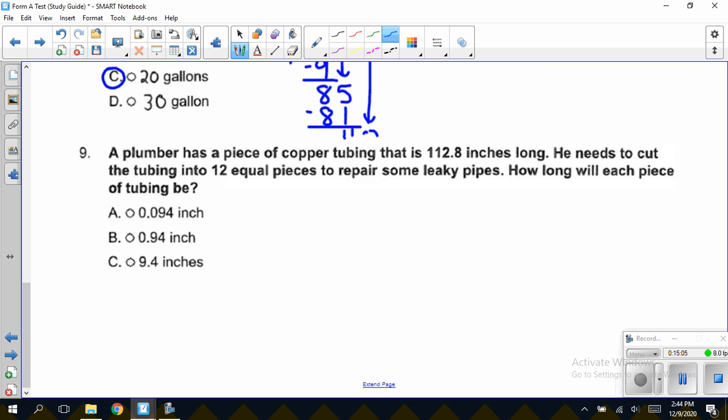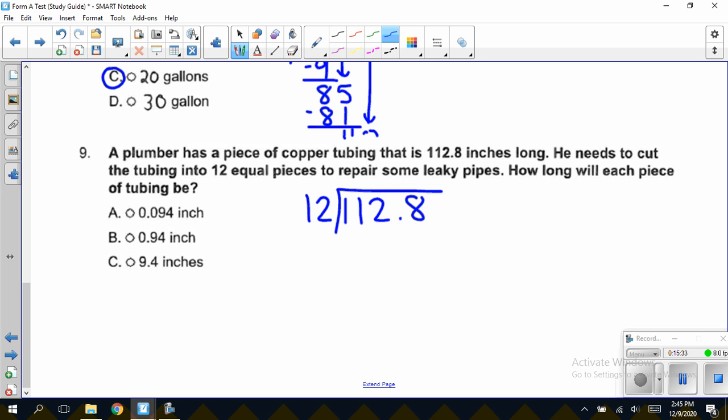Question number 9 says a plumber has a piece of copper tubing that is 112 8/10 inches long. He needs to cut the tubing into 12 equal pieces to repair some leaky pipes. How long will each piece of tubing be? So we know that we have to take 112 8/10 and divide it by the number of pieces that we're making it into, which is 12.